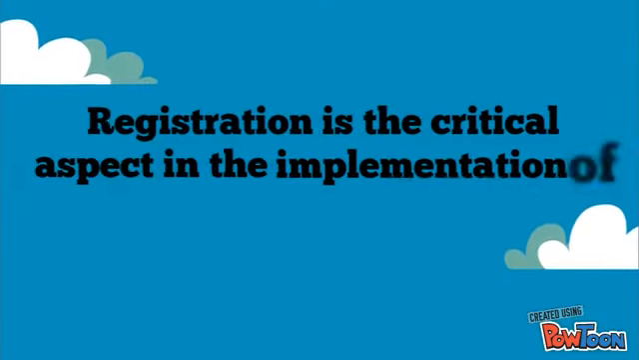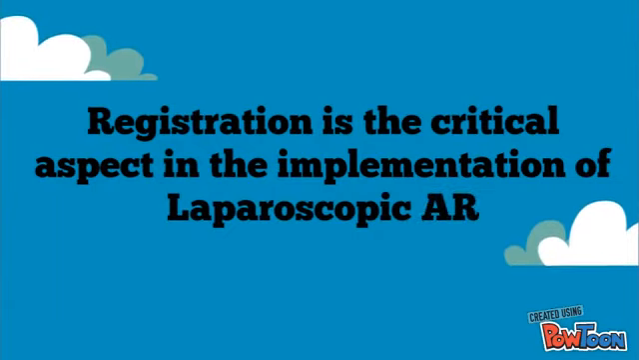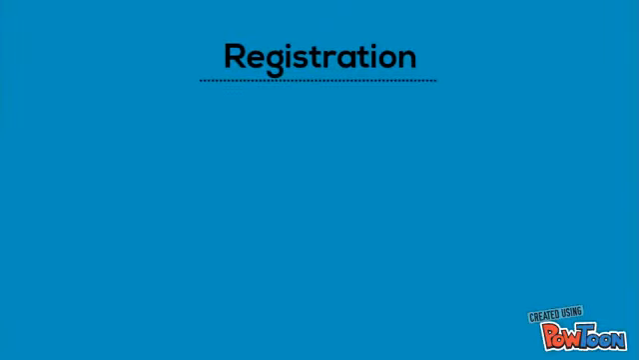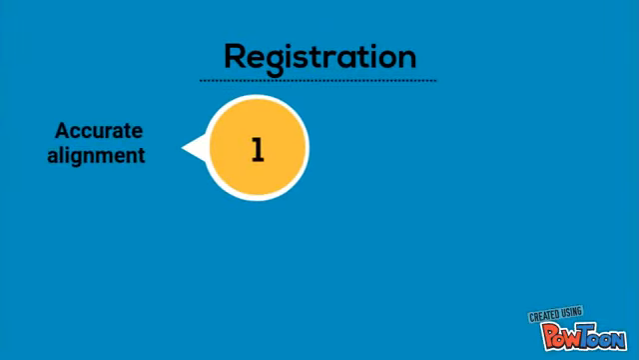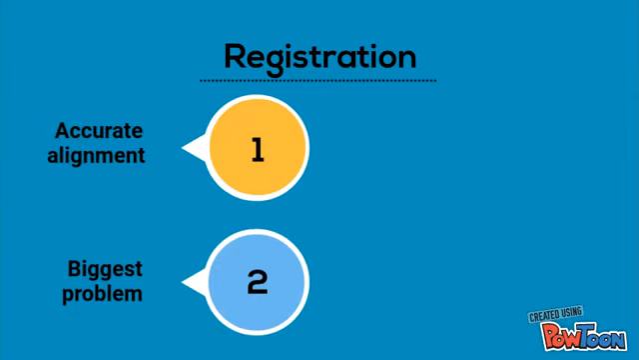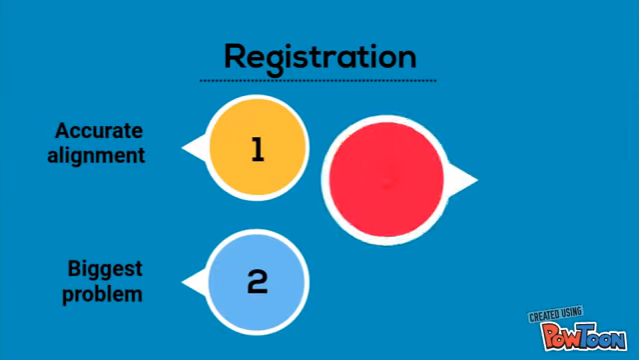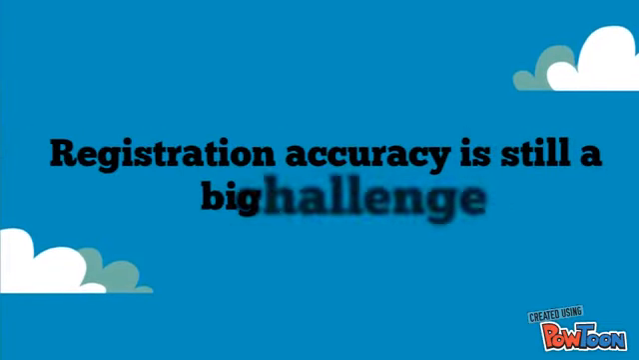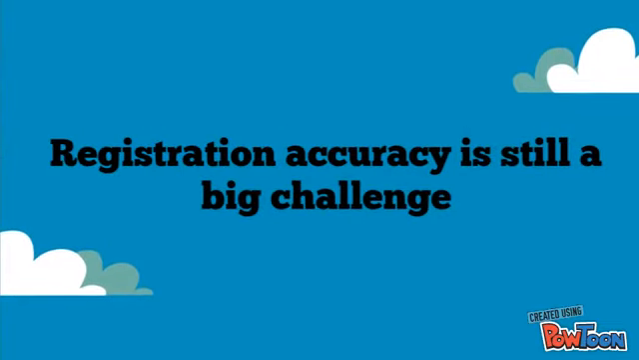Registration is the critical aspect in the implementation of laparoscopic augmented reality. What is registration? Registration is the accurate alignment of a virtual image or object as it blends with the real-world image. Besides, registration is the biggest problem in building an effective augmented reality system. Registration accuracy is the main thing in a laparoscopic augmented reality system. Today, registration accuracy is still a big challenge in laparoscopic augmented reality due to real-time deformation of the organ.